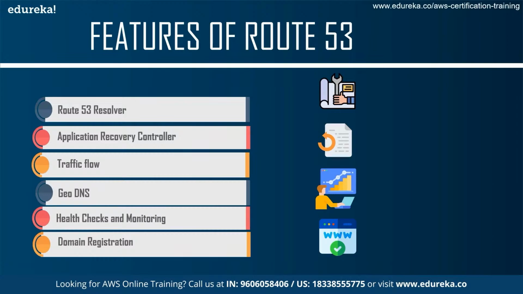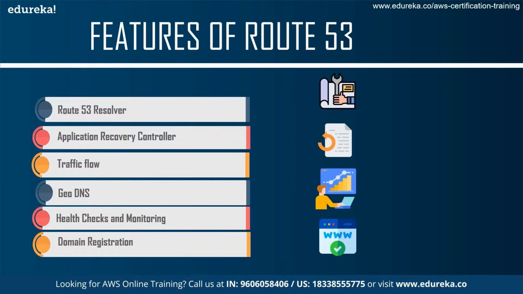Next, we talk about the application recovery controller. That is something that ensures the availability zones or regions are continuously audited for recovery readiness. Next, we see the third feature of Route 53 as traffic flow.